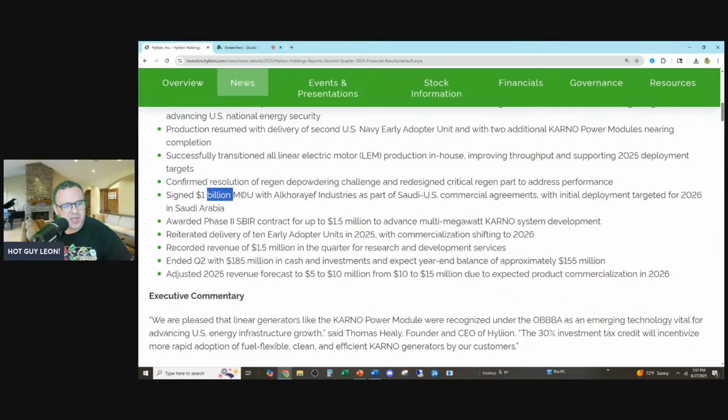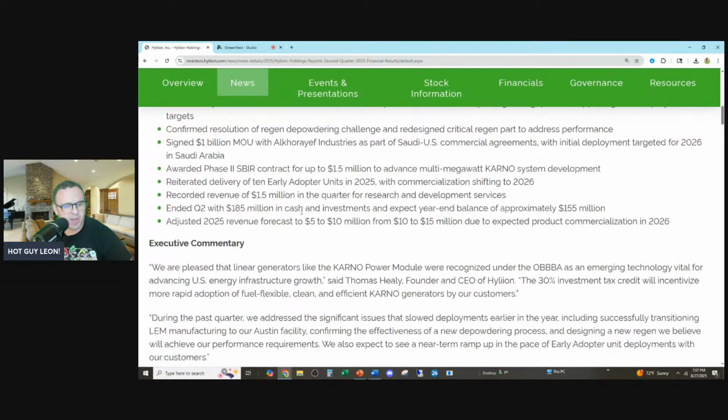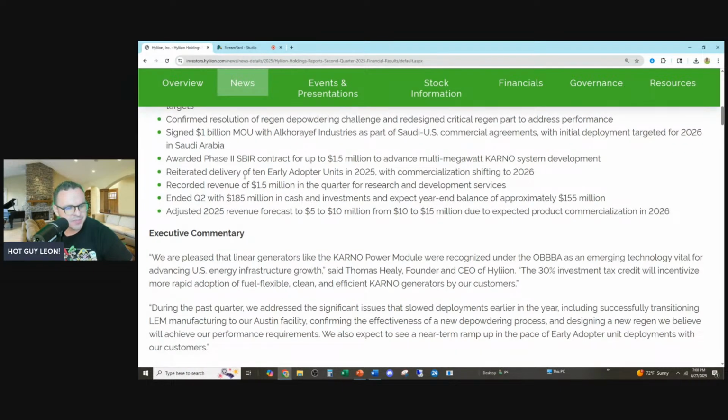Signed a $1 billion memorandum of understanding. So it's not even a contract. What is this? Oh, does this just mean that we might give you $1 billion maybe in the future with Al Khorayef Industries as part of the Saudi-U.S. commercial agreements, with initial deployment targeted for 2026 in Saudi Arabia? Please cancel it, Saudi Arabia.